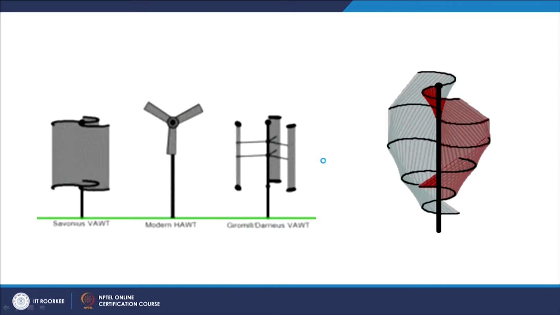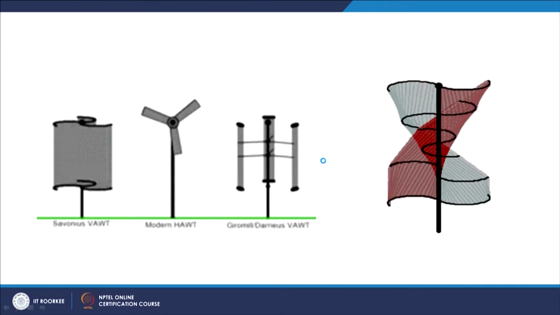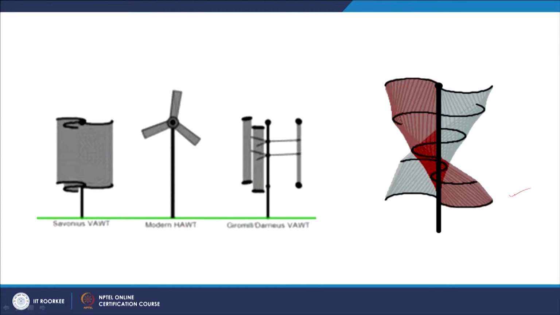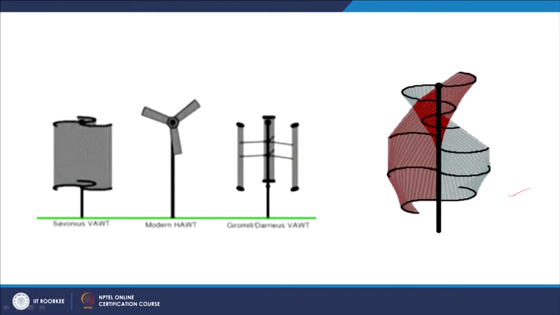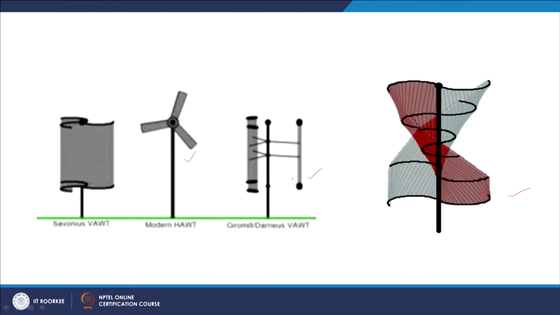And here I have just collected some pictorial representations. If you could see, this is how the vertical blades or vertical structure rotates, and this is our horizontal structure. This is also vertical, this is also vertical.